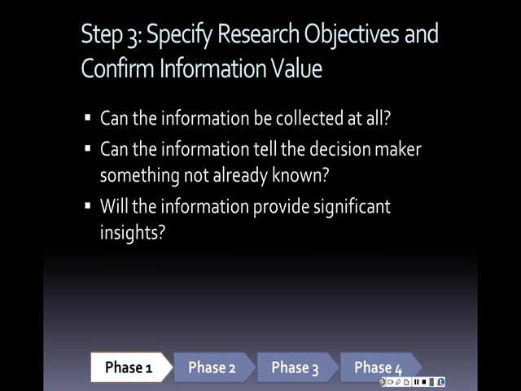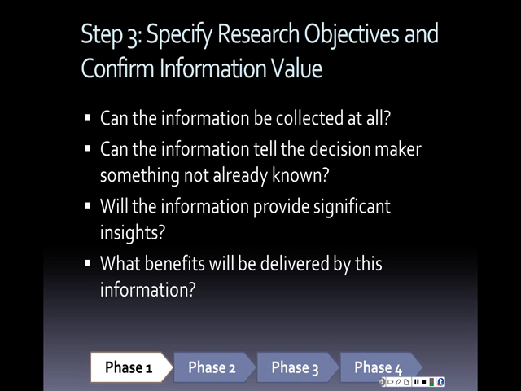So then, moving on to step 3, now we can be very clear about the research objectives and confirm the value of the information. So can this information be collected at all? Is it going to tell you something new? And overall, what benefits are you going to get from conducting this research? Now, it seems like this is kind of late in the process. Why are we asking these questions now in step 3?